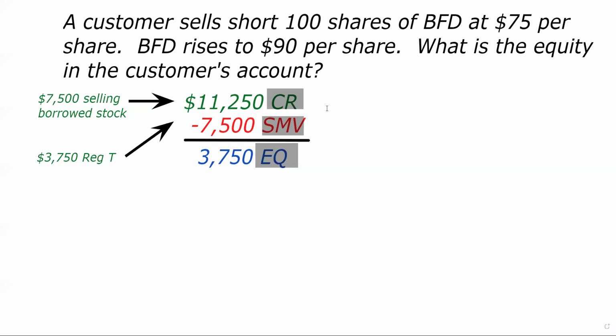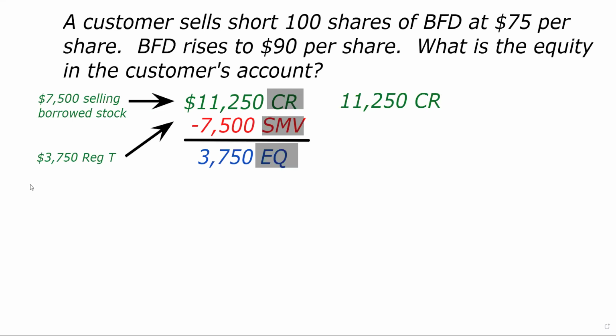So we still have 11,250 in our credit register, our credit balance, cash. That's the cash that arose from $7,500 from selling the stock we don't own, plus the half that we had to put with it.